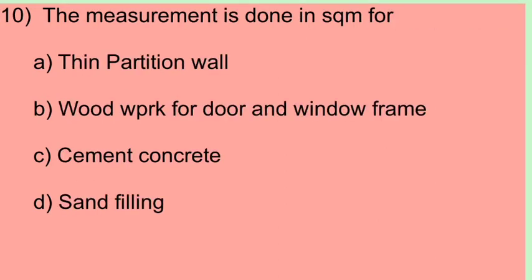10th question. The measurement is done in square meter for, option A thin partition wall, option B woodwork for door and window frame, option C cement concrete, option D sand filling. And the answer is option A thin partition wall. The measurement is done in square meter for thin partition wall.